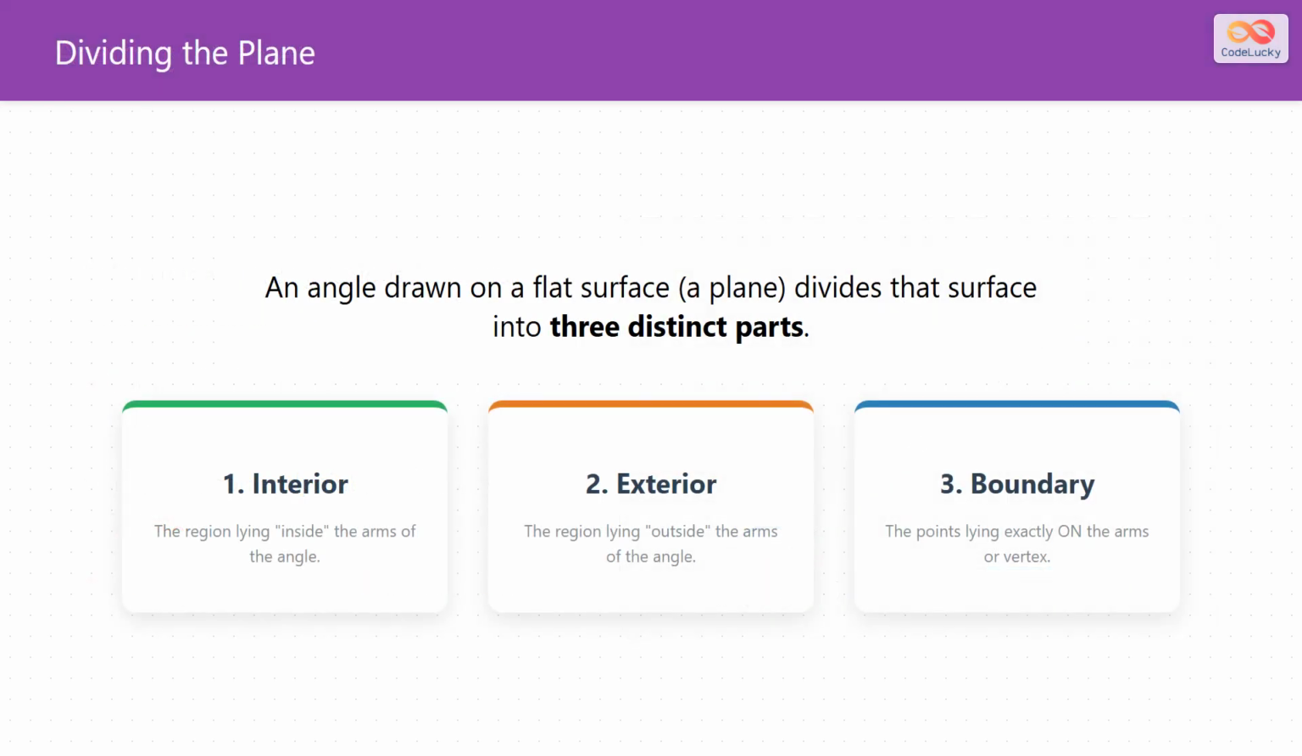When you draw an angle on a piece of paper, which we call a plane in geometry, it actually divides that paper into three distinct parts. These are the interior region, the exterior region, and the boundary, which is the angle itself.